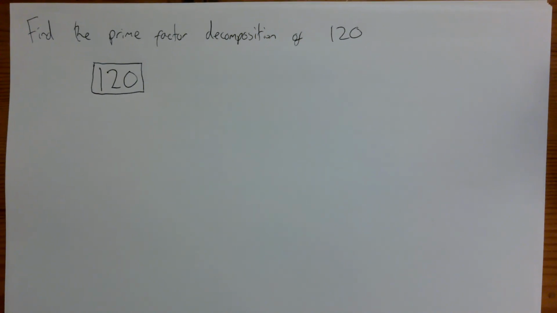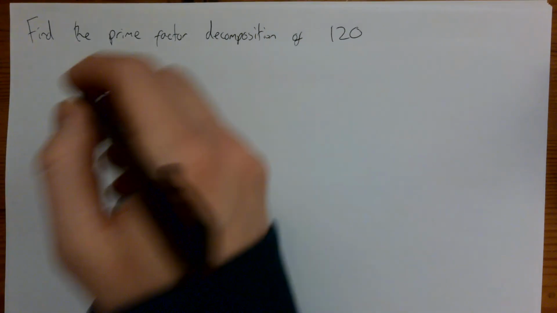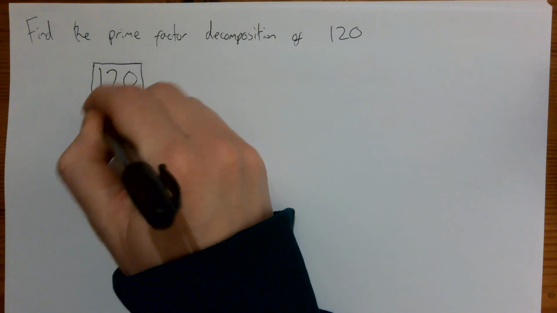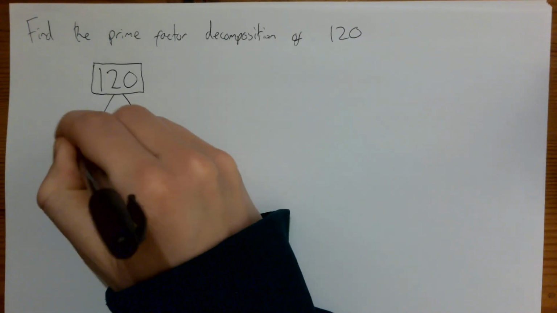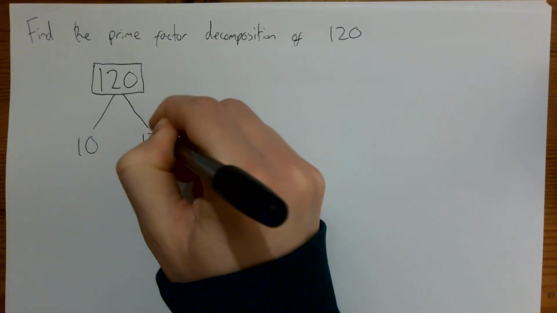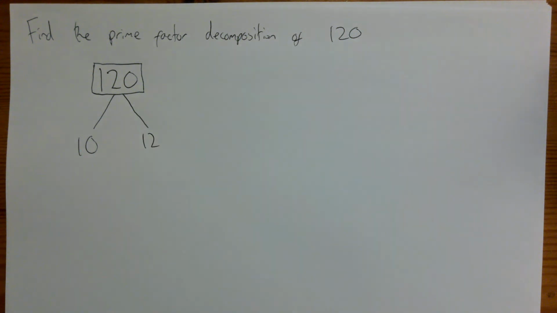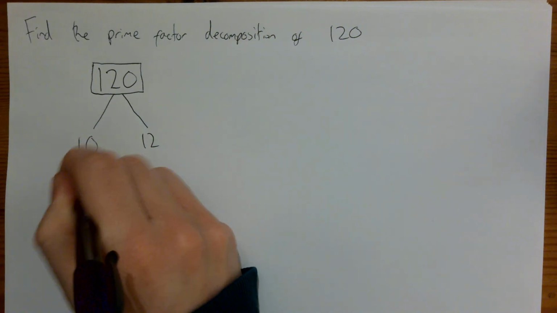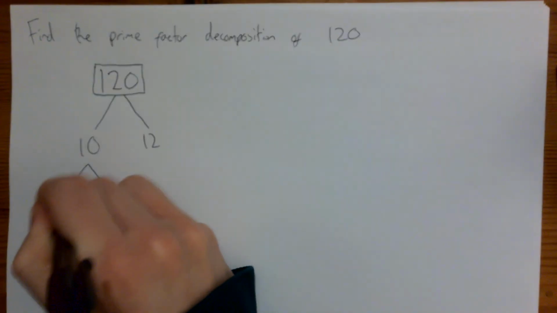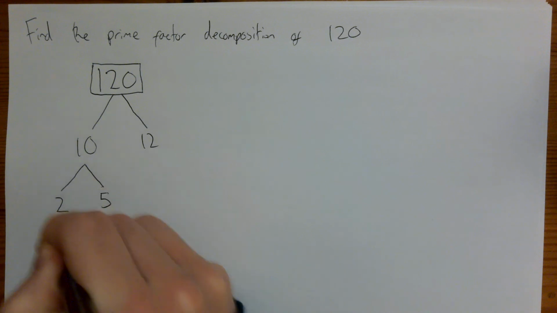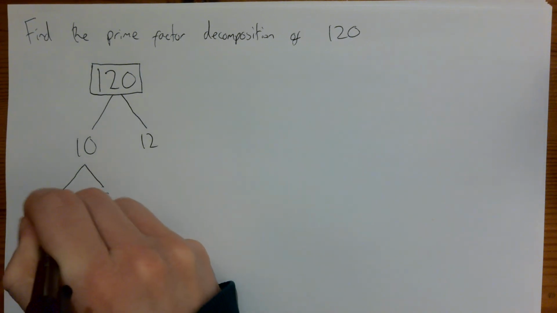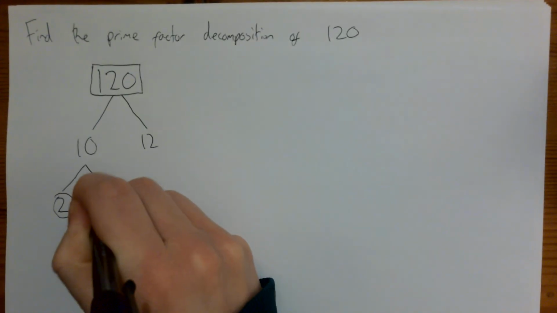Where they've got a factor of 10, I like to start with the factor of 10 because I think that's quite an easy way to break it down. So I'm going to start with 10 and 12. But there are other ways you could have started that. Neither 10 or 12 are prime, so I'm going to break them down more. 10 can be broken down to 2 and 5. 2 and 5 are both prime, so I'm going to circle them.